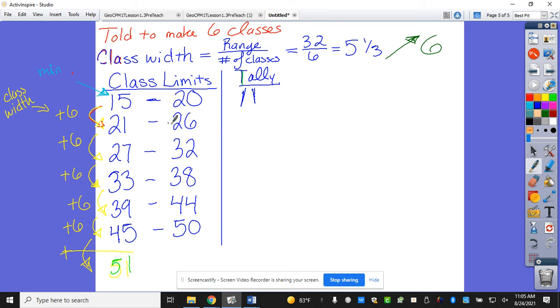So 23 falls here. I hope y'all think I'm going super slow right now for this part. My next number is 29, which falls here. Everybody go with what we're doing? Keep going. Keep tallying for the rest of them. And if it repeats, we do another count.